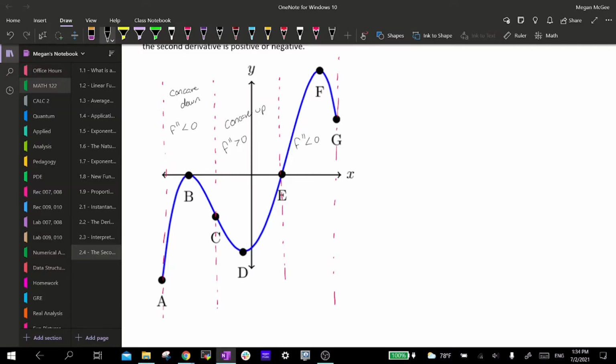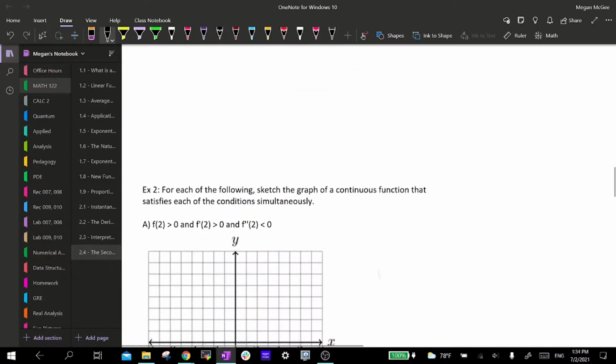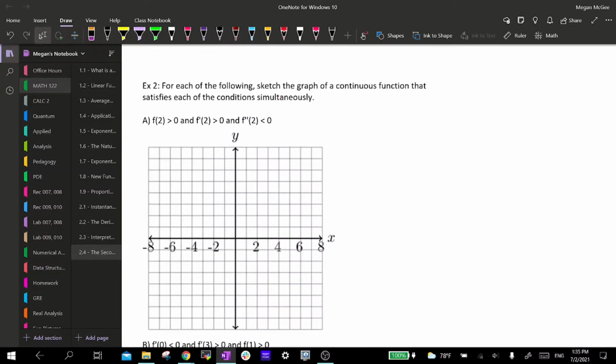Okay? So now we're going to take this and use it to try to draw some graphs. For each of the following, we are to sketch the graph of a continuous function that satisfies each of these conditions. Alright, so here we're given 3 different criteria that we need to draw a graph that meets all of them. So let's look at each criterion individually and see what each tells us about what our graph should be doing.